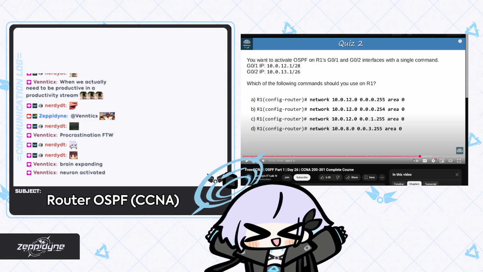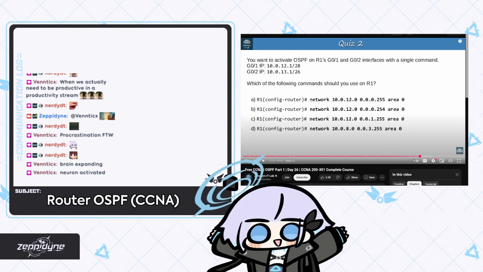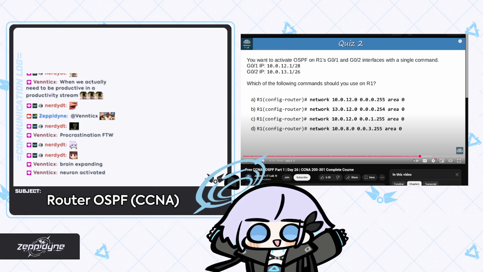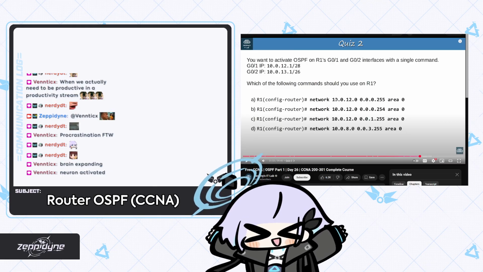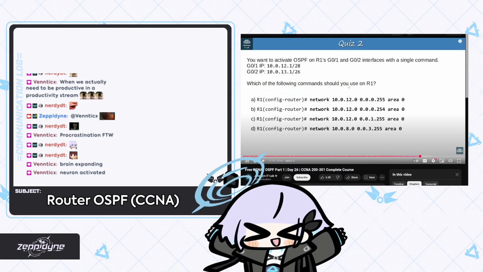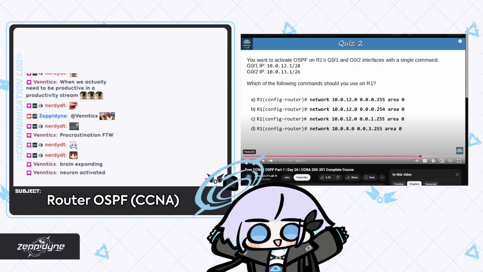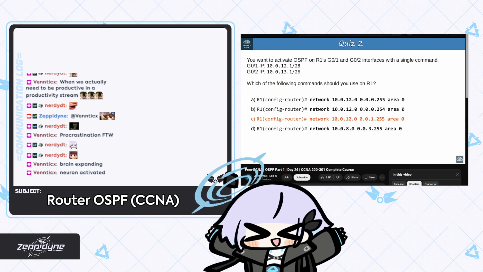Because it also has a wildcard mask of 0.0.1.255, which means it covers .13.1. I'm guessing, it's a guess at this point. I think it's C. If I have to use one command, it's C. The answer is C. Network 10.0.12.0, 0.0.1.255, area 0.